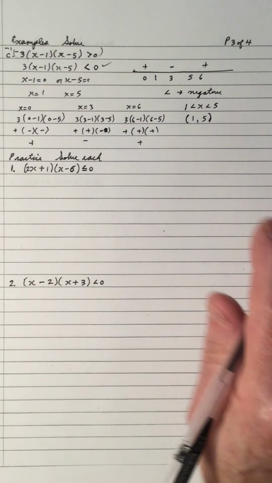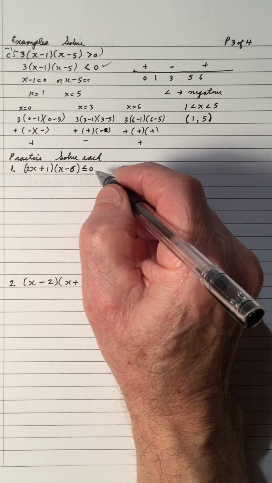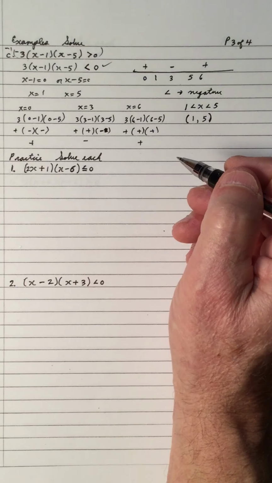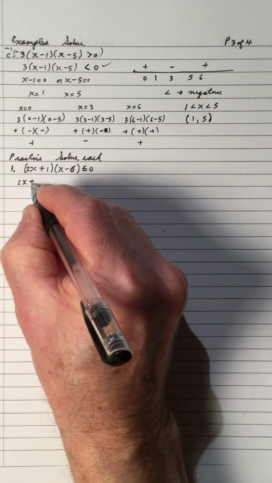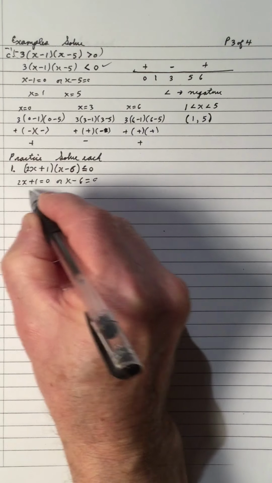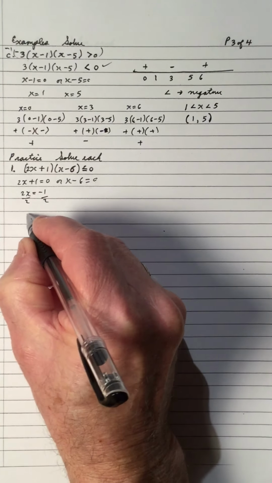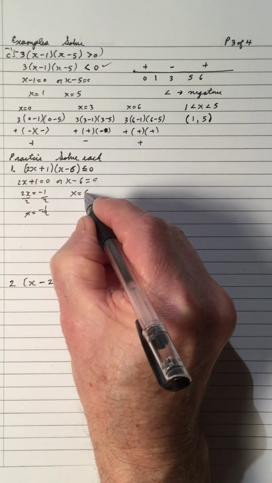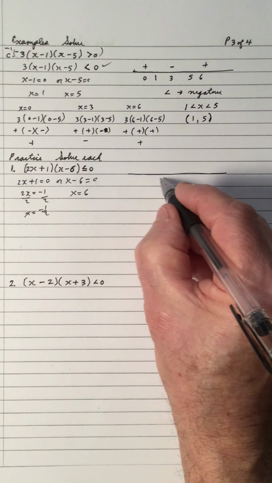So that's some practice examples that I did. Let's solve some now for practice. What you can do is pause your video and work these out if you wish. So we have 2x plus 1 equals 0, or x minus 6 equals 0. 2x equals negative 1, divide by 2, so x equals negative a half. And x equals 6.